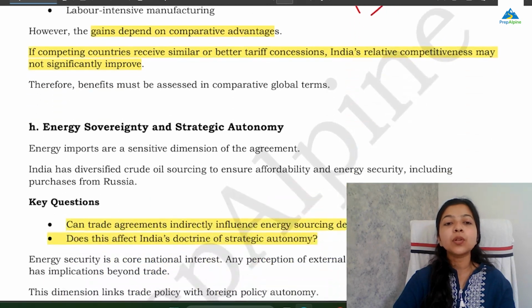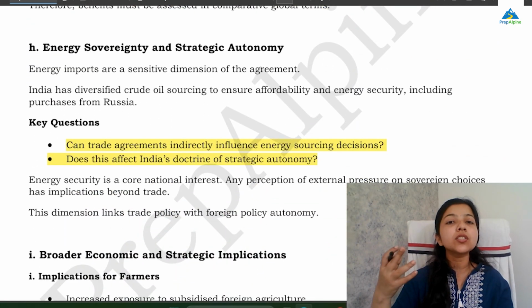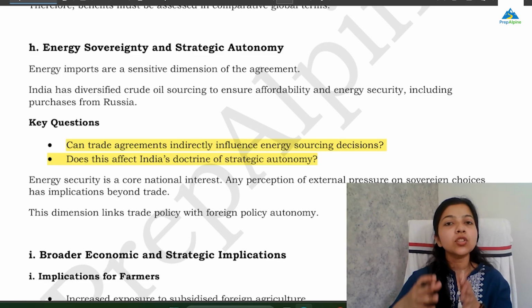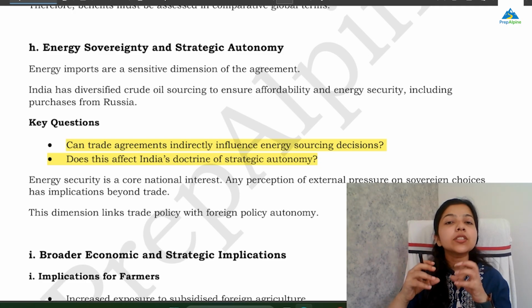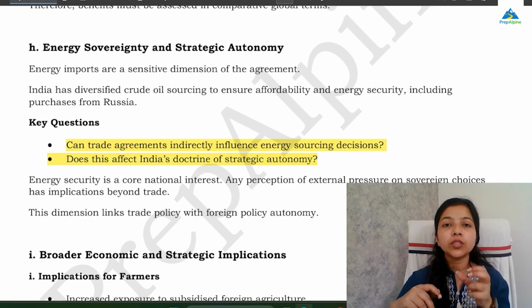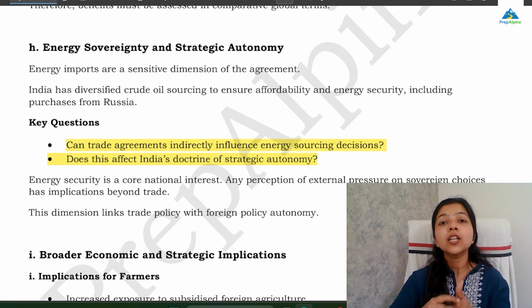And the last and most important concern is about India's energy sovereignty and strategic autonomy. India and Russia have been long-term strategic friends, and the decision of India to purchase oil from Russia reflected the strategic autonomy that we have, the sovereignty that we have in making our own decisions. But now, if India decides to cut down its imports of energy or oil from Russia, this can have an effect on Indian sovereignty and it can affect the strategic autonomy that we have.